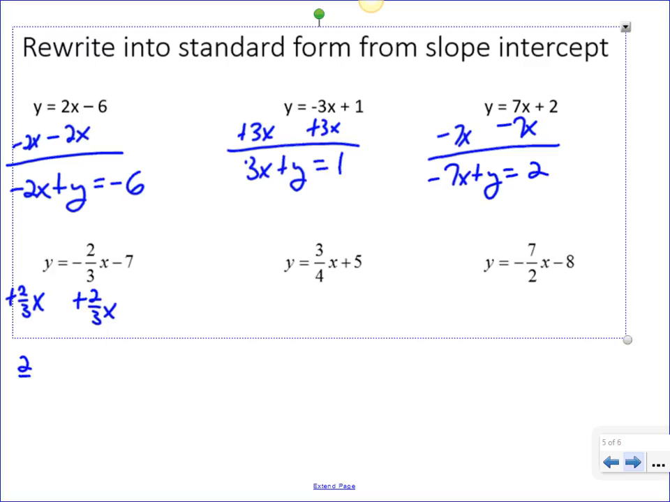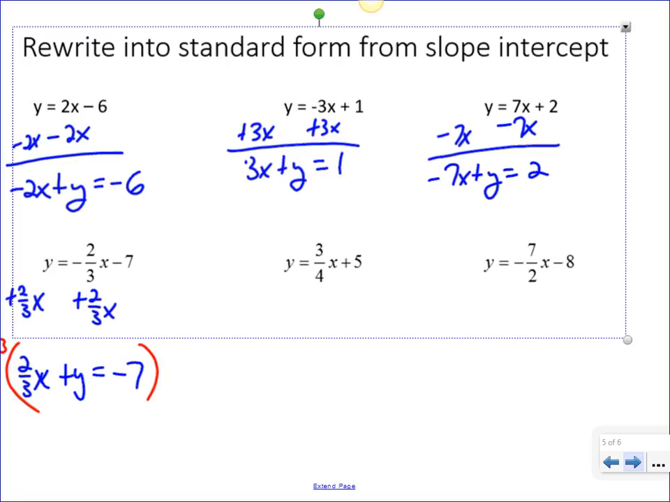And so I got 2/3 x plus y is equal to negative 7. So now the question becomes, well, I can't have fractions. So to clear out the fraction, I'm simply going to multiply by the denominator. So I'm going to multiply everything by 3.